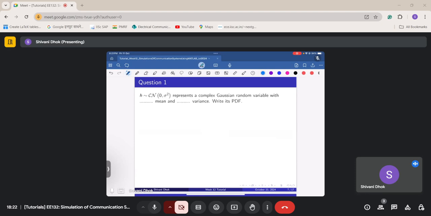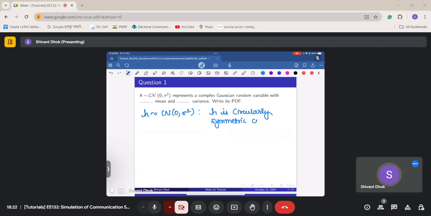So here it is given, so this is last year's question. It says that H is CN(0, sigma square), represents a complex Gaussian random variable with dash mean and dash variance, and write its PDF. When we write this H as CN(0, sigma square), this actually means H is a circularly symmetric complex Gaussian random variable. This is in general, unless mentioned otherwise.